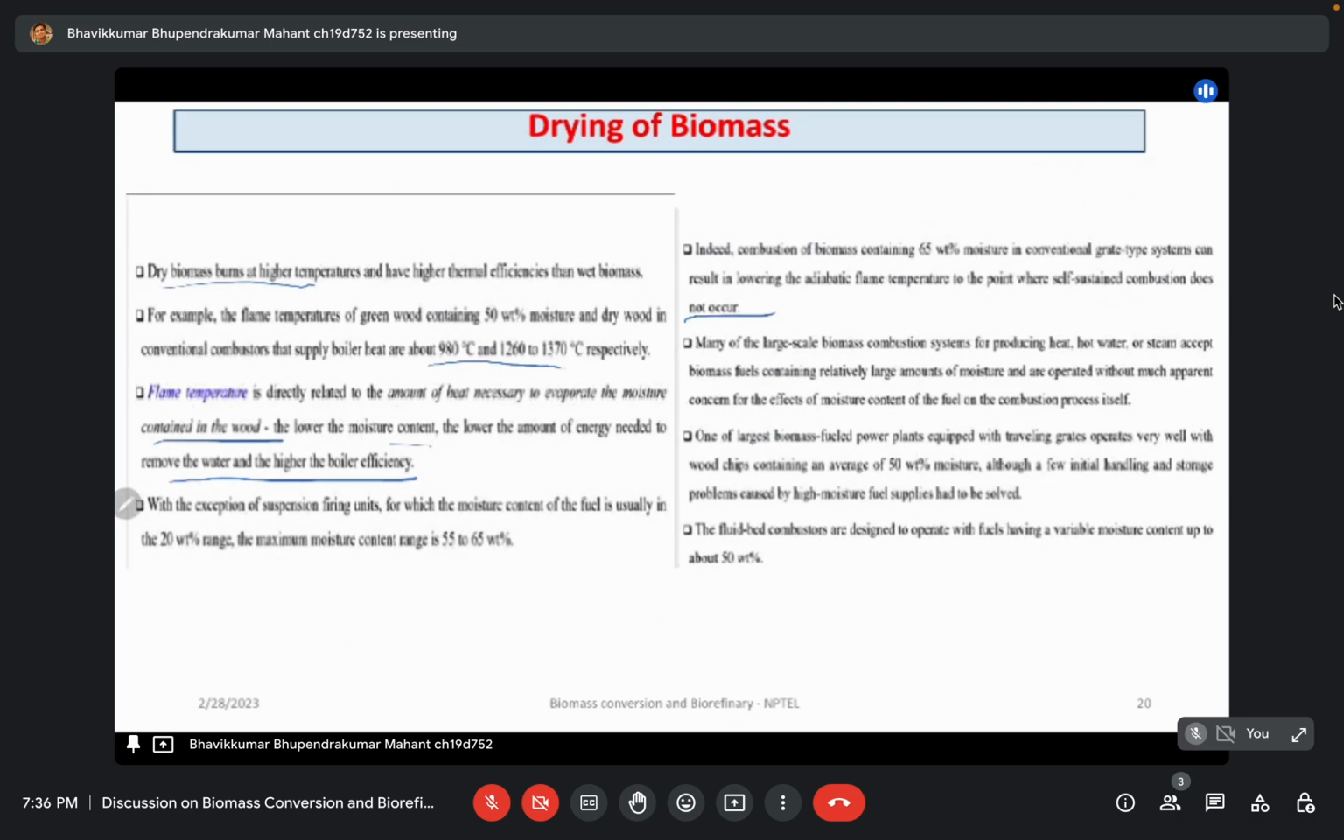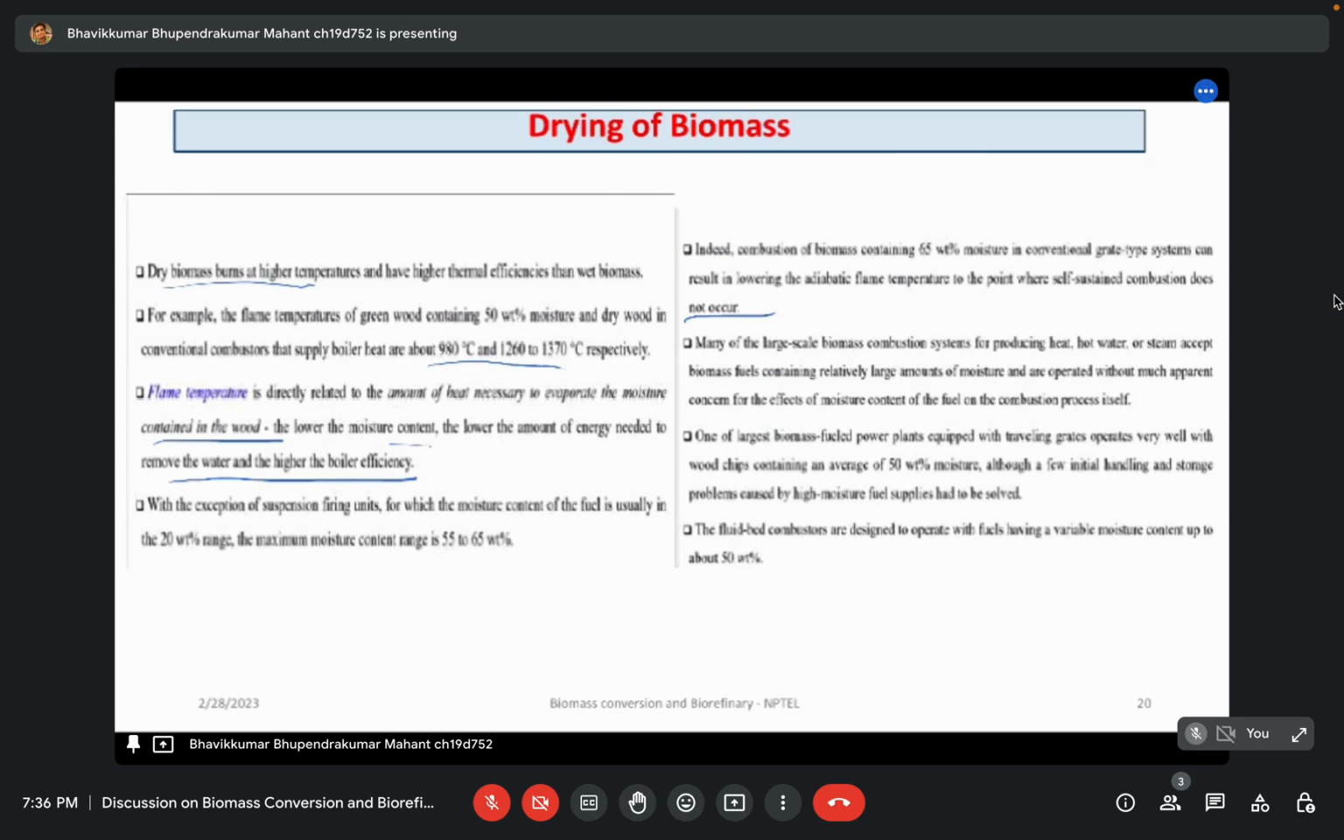So if we have more than 65% moisture and we use the conventional system, or you can say the furnace, what happens? It can result in lowering the adiabatic flame temperature. So what is the adiabatic flame temperature? Adiabatic flame temperature is the temperature, the energy required to convert your liquid water product which is present into vapor.